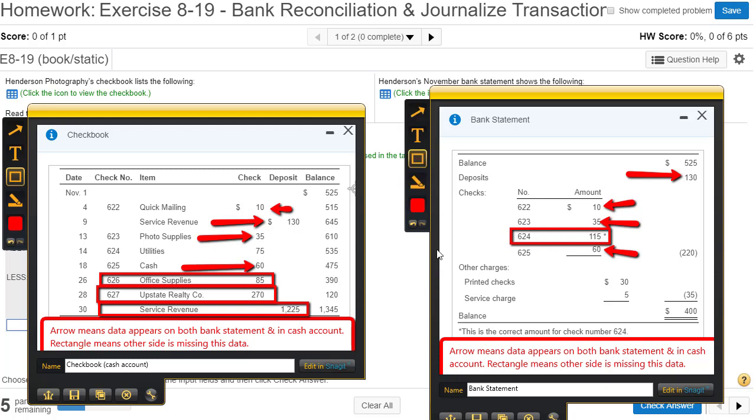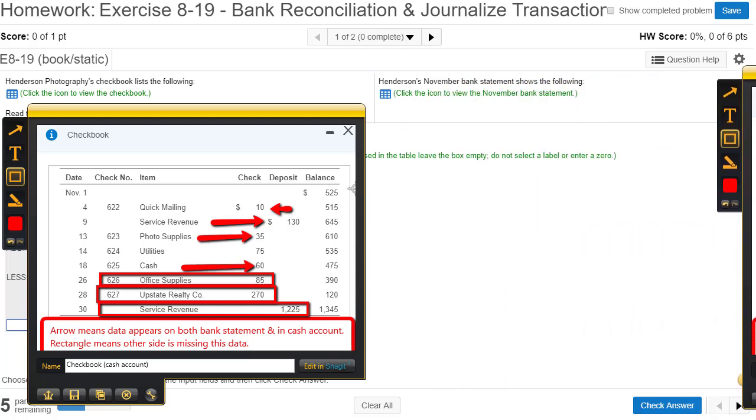So we need to put a rectangle around it, meaning that the other side, our checkbook side, was not aware of that printed check charge. And then we've got a service charge of $5. This $5 service charge does not appear in our checkbook because we did not know about it until we got the bank statement. So this is another thing that the cash account was not aware of. So we will later have to enter that into our accounting records. So now we're done checking off all the transactions. So every transaction is either checked off, meaning with an arrow, or it's got a rectangle, meaning it has to go on the bank reconciliation because one side or the other is missing it.